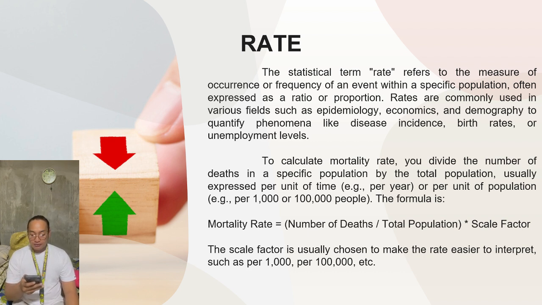To calculate a rate, you divide the number of events in a specific population by the total population, usually expressed per unit of time, such as per year, or per unit of population, such as per 1,000 or 100,000 people. The formula is mortality rate equals number of deaths over total population, times a scaling factor. The scaling factor is used to make the rate easier to interpret, such as per 1,000 or per 100,000.